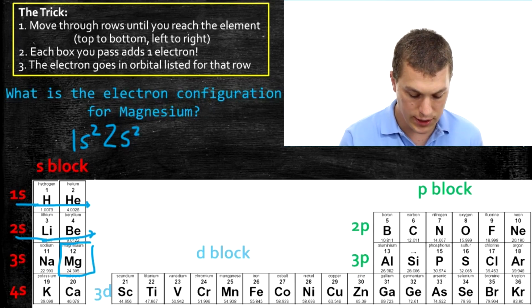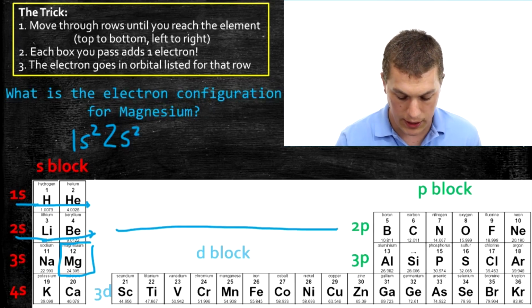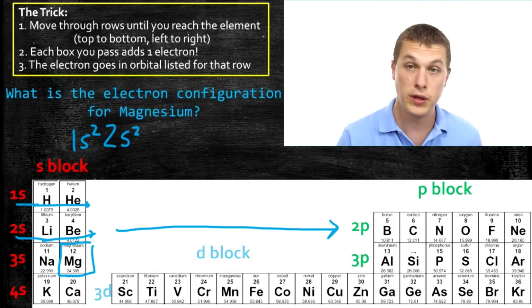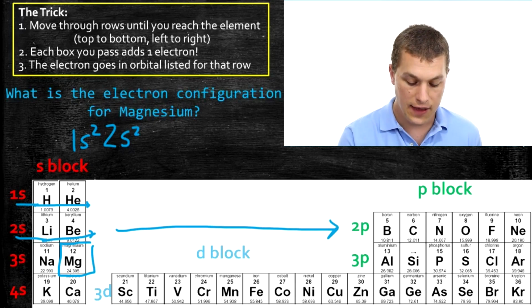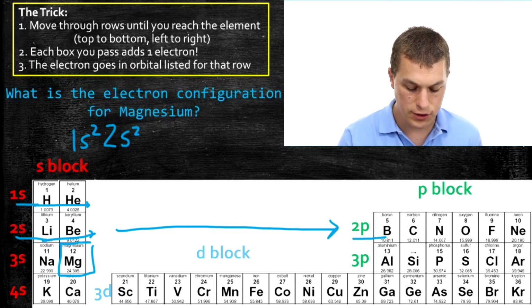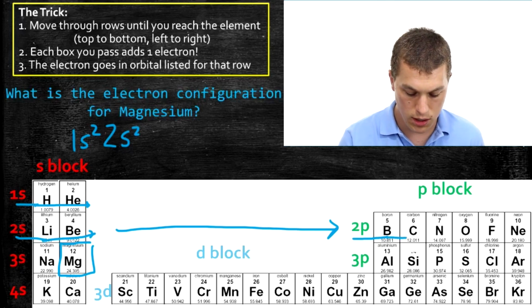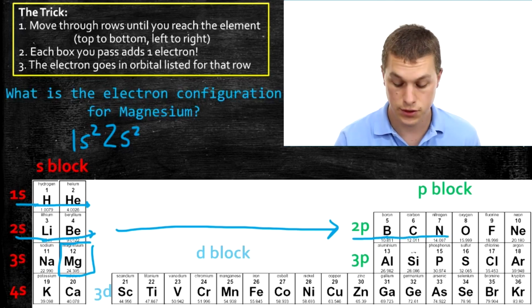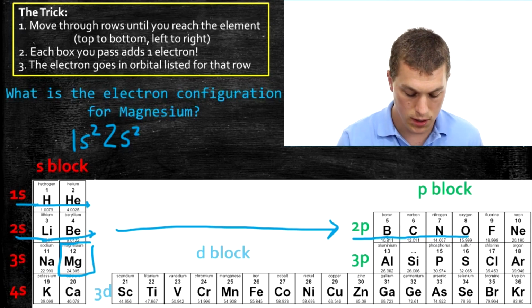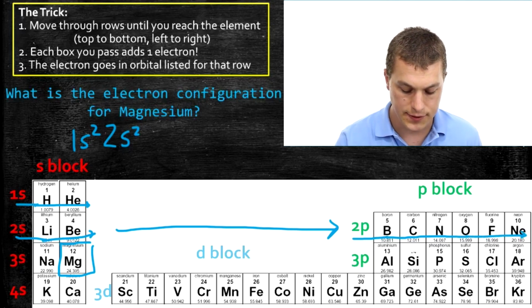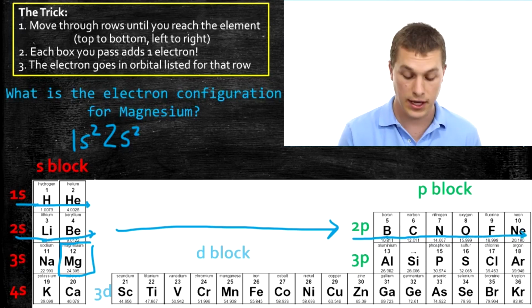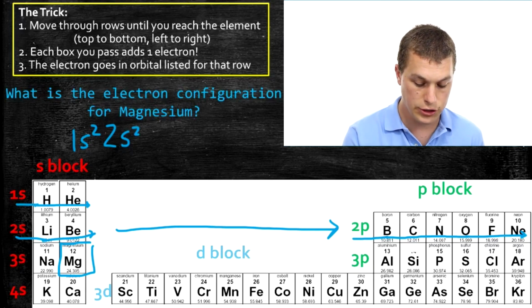All right, now as we continue across, there is a 2p. So next we go to the 2p because we're going top to bottom, left to right. And that means as we pass through the boxes in the 2p, we're gonna add electrons. How many electrons are we gonna add to the 2p? Boron's 1, carbon's 2, nitrogen's 3, oxygen's 4, fluorine's 5, and neon's 6. So that means we're gonna add 6 electrons to the 2p. So we write 2p6.